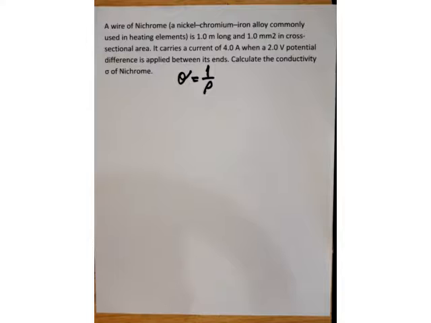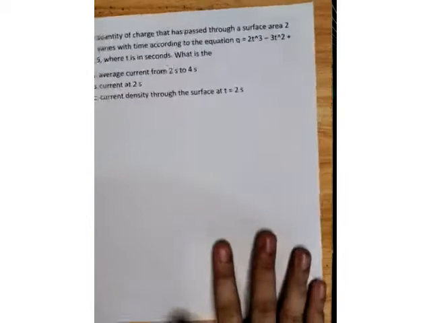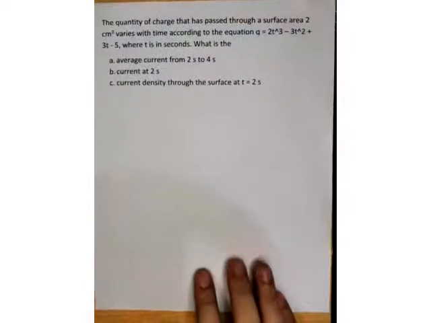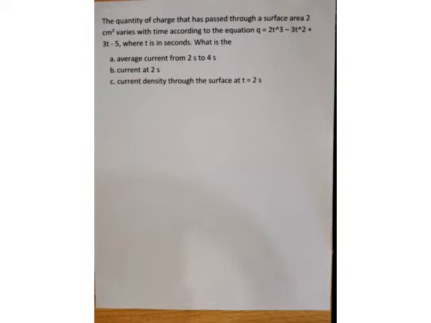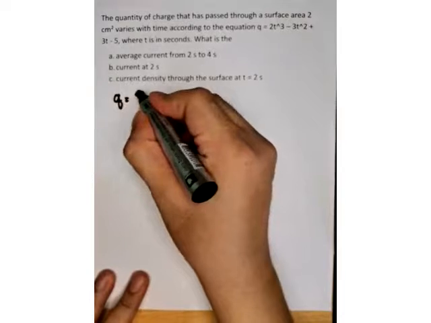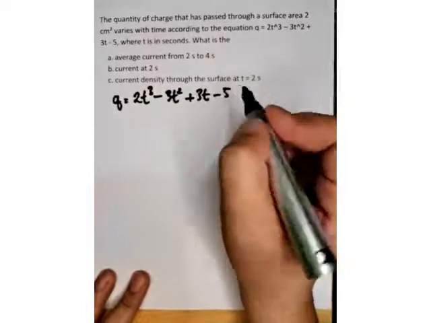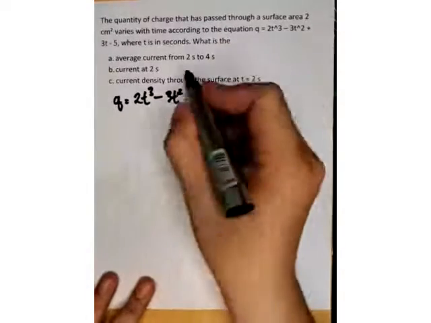Can you solve this? Okay. Okay, class. So quantity of charge that has passed through a surface area of 2 centimeters squared varies with time according to the equation. So our equation is Q is equal to 2t cubed minus 3t squared plus 3t minus 5. Okay, what is the average current from 2 to 4 seconds?